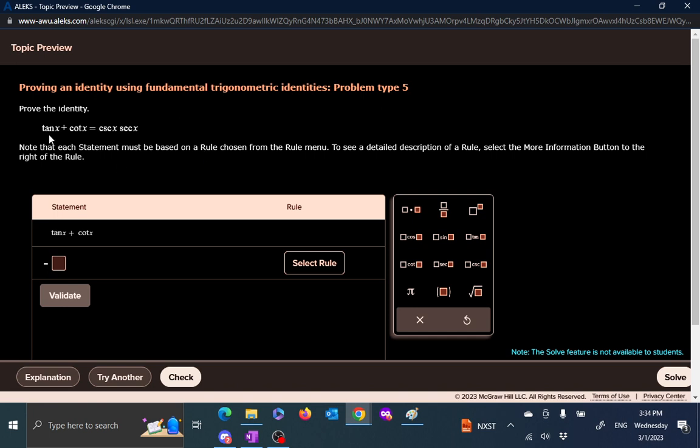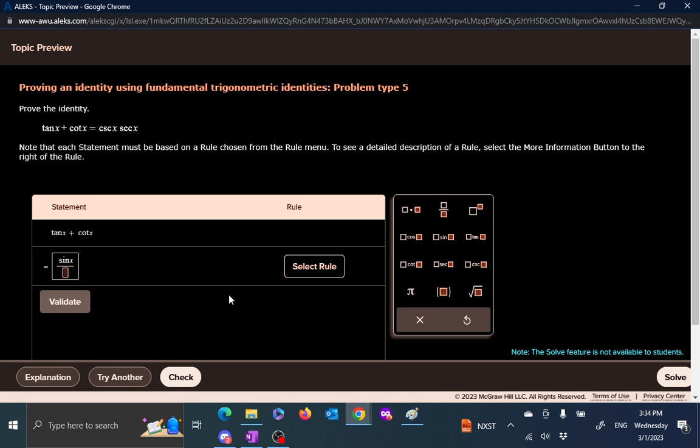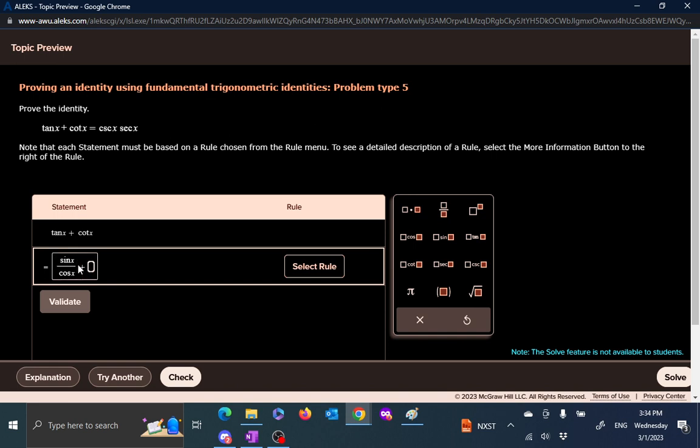Now let me take a look at these things and see how I can connect them to cosecant and secant. Well, these are of course reciprocals of sine and cosine, and the way I can connect them is to write tangent and cotangent in terms of quotient identities. So tangent of x, we remember, is sine of x over cosine of x.